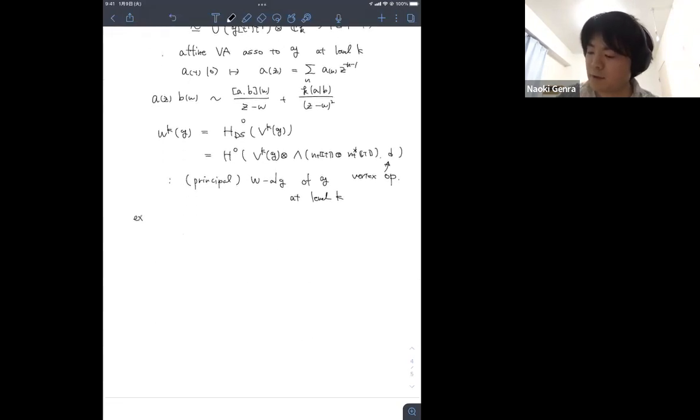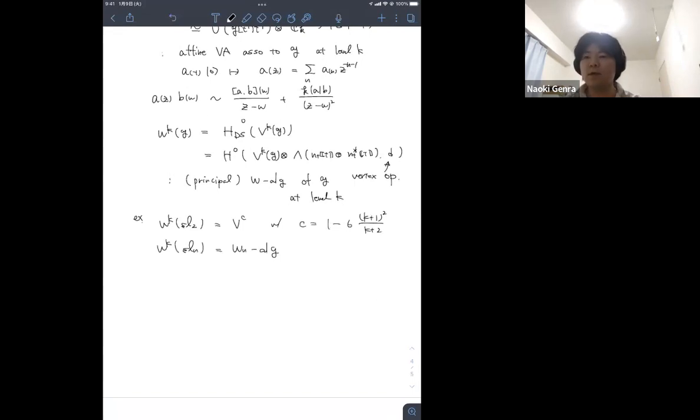An example is W^k(sl2). This is just the Virasoro vertex algebra with central charge 1 minus 6(k+1)^2 over k+2. And W^k(sl_N) is just the WN algebra. So this is a very nice definition.